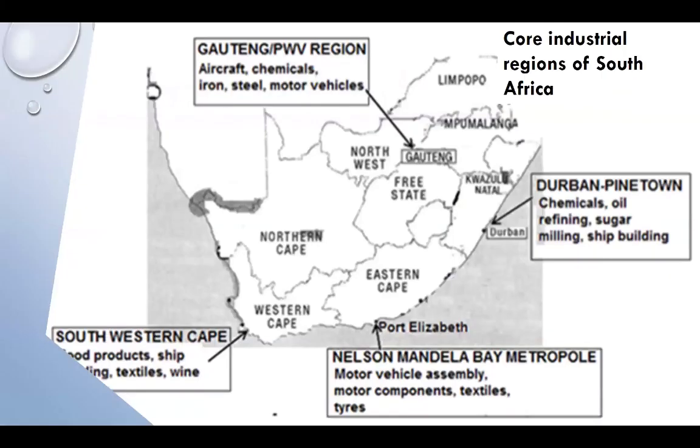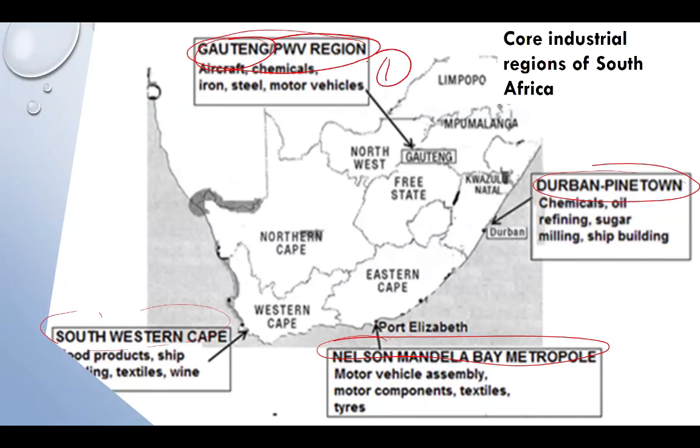Now, let's look at our four core industrial regions. We have this one that we call PWV, or it is also called Gauteng. Then we have Durban Pinetown, we have Nelson Mandela Bay, and then we have Southwestern Cape. But for the 2025 examination, our focus is on PWV or Gauteng and Durban Pinetown. For the other ones, you must just know where they are located. But for details, you need to know PWV and Durban Pinetown.